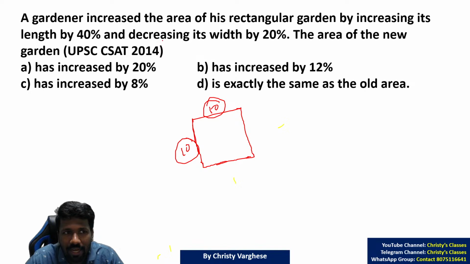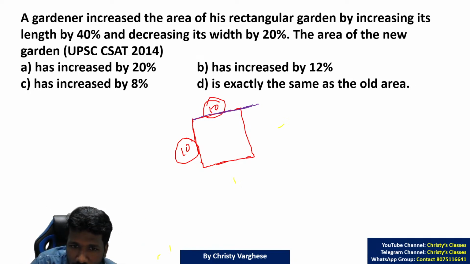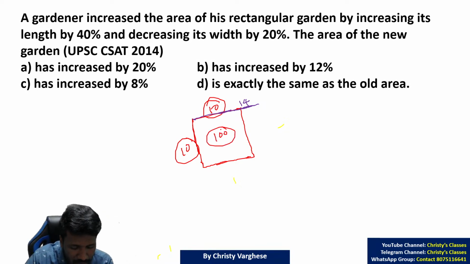Now the question is saying that the gardener increased the area by increasing the length by 40%. For the example we took 10, length increased by 40% means 10 plus 40% of 10, that is 4. In the percentage class we discussed calculation of percentage. For 10 it is easy to calculate, that is why we took 10. So 10 will become 14. What was the initial area first of all? 10 into 10, 100, because area of a square or a rectangle is length into breadth. So 100.